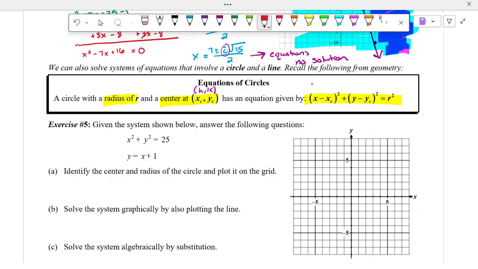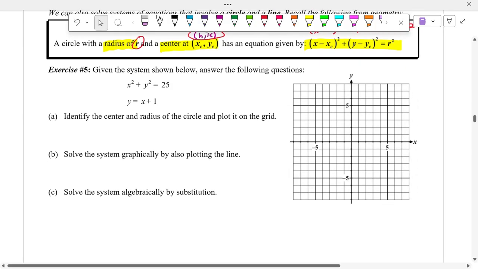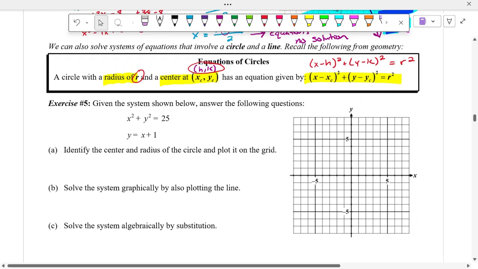The nicer way of saying it is that x minus h squared plus y minus k squared is equal to r squared, where r is your radius and your center is the point h, k. Now, do you necessarily need to know this? No, not yet anyway. But it's kind of fun when you look at it in terms of a system.